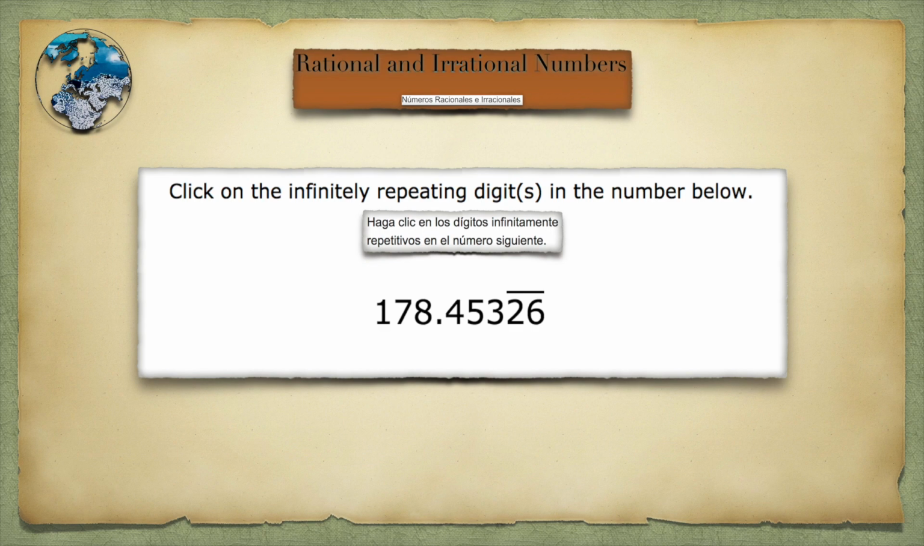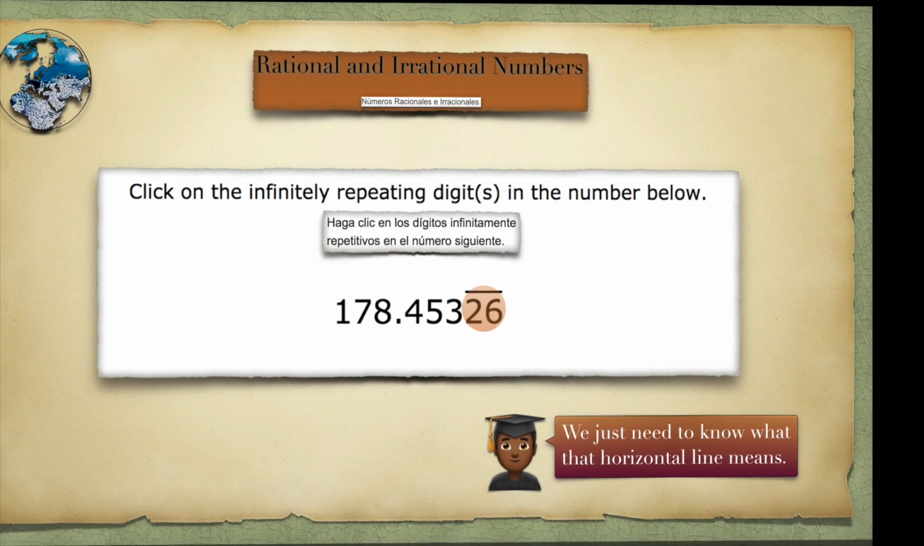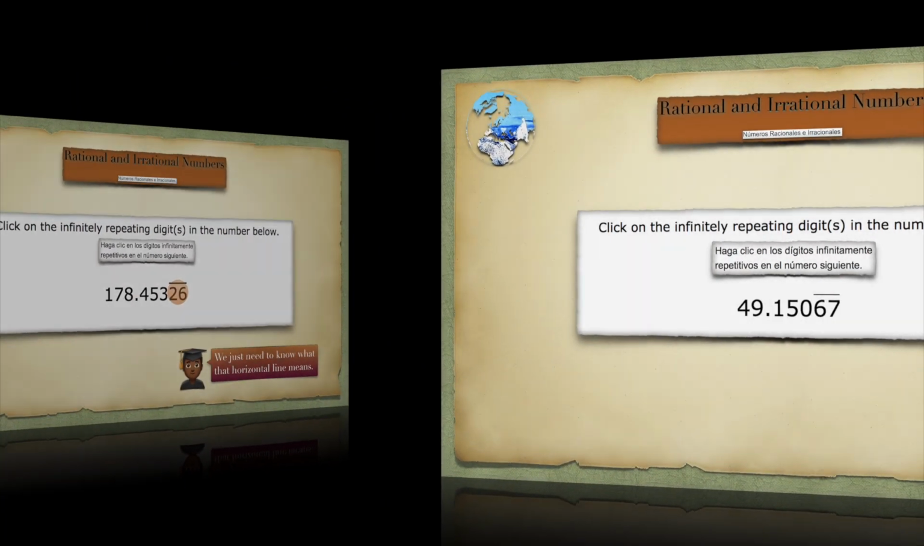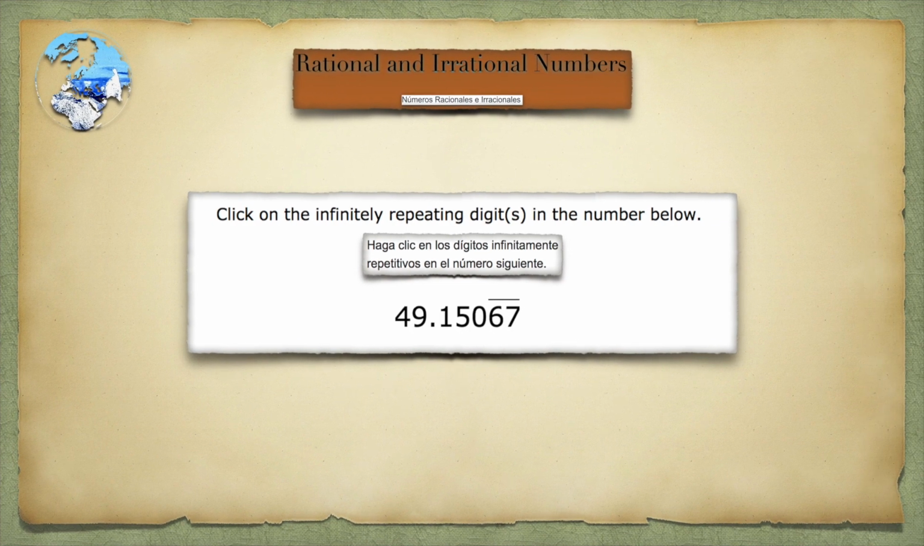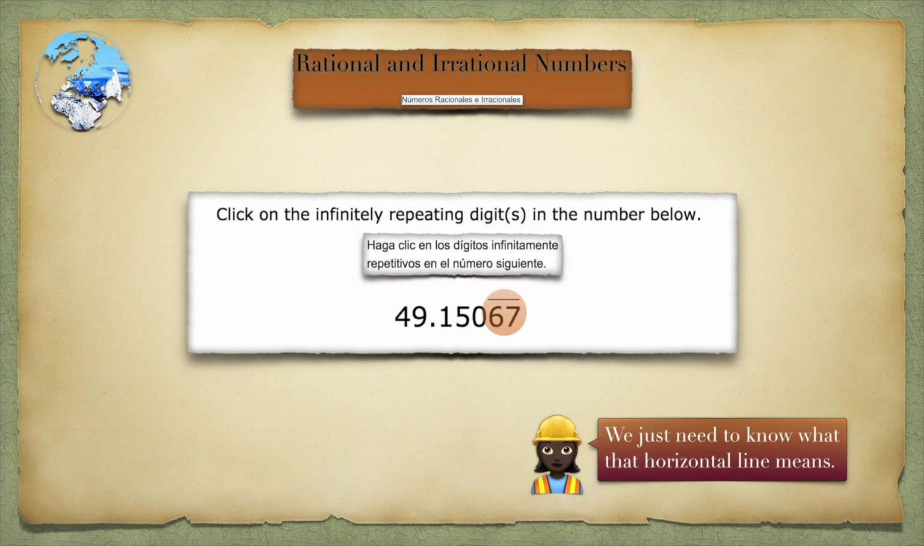Here we're looking for the infinitely repeating digits. You simply need to know what that line means. And that tells us that the 26 repeats 26, 26, 26, 26, 26 infinitely. Same thing here, exact same skill. Just know that the line means that they repeat. So here the 6 and the 7 repeat. And our construction worker friend helps us with that one.